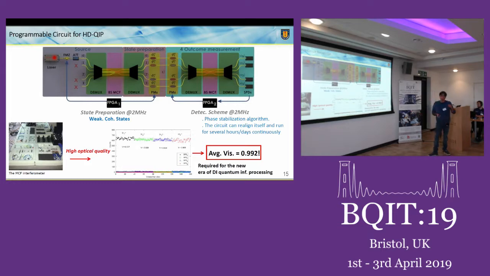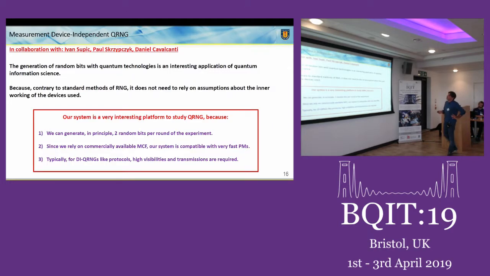And this is quite important because we are proposing many new technologies. Today, with the new approach of device-independent quantum information processing, it's not enough anymore to violate a Bell inequality. You need this high visibility, no? So, okay, everything was looking fine, so we decided to use it for high-dimension quantum information processing. We did a work in collaboration with Ivan, Paul, and Daniel. The idea was to use our system for generating random bits in this measurement-device-independent scenario that I will explain next.